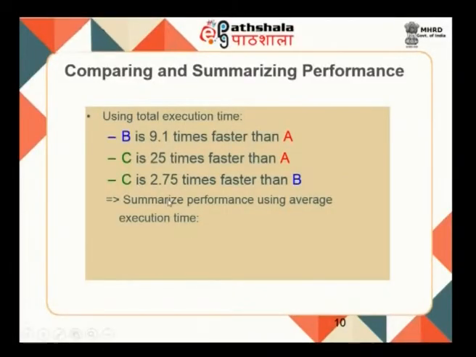Now how do you consolidate all this, summarize and say which is a better processor with respect to both these programs? One method that you can use is the total execution time. If you calculate the total execution time and give a summary based on it, you will find that B is 9.1 times faster than A, C is 25 times faster than A, and C is 2.57 times faster than B. You can also summarize the performance using the average execution time, taking the average of the execution times to come up with one value which will summarize the performance.